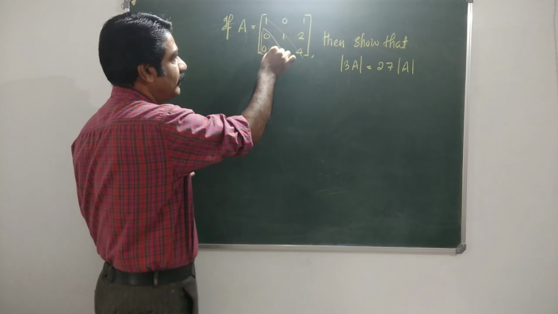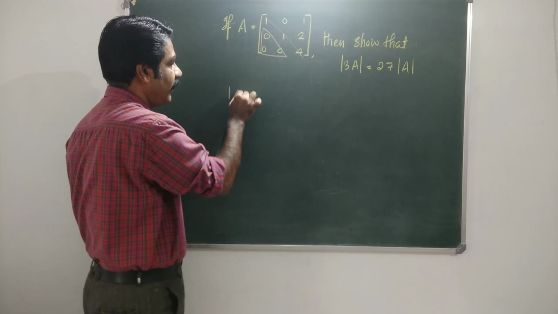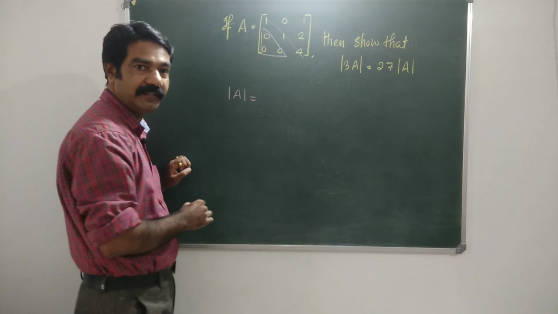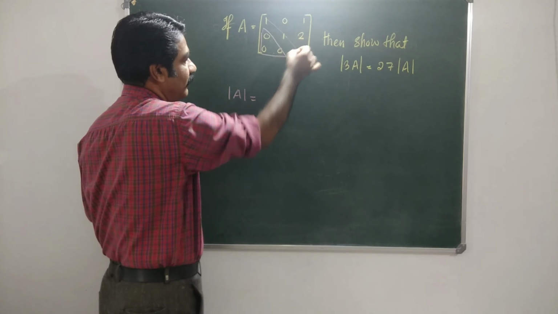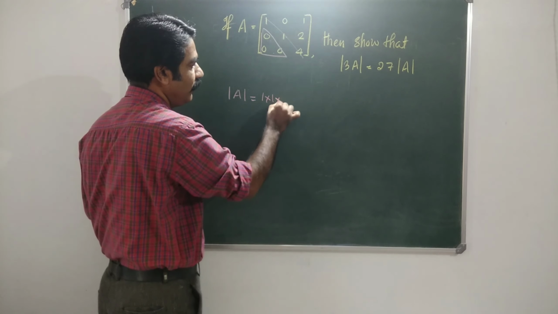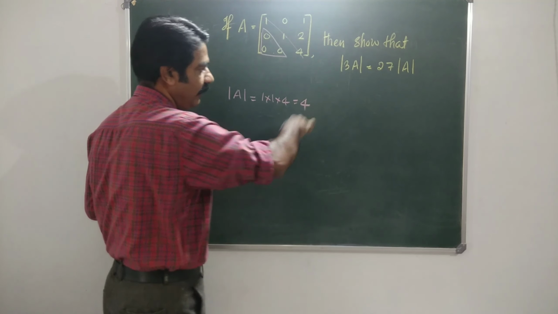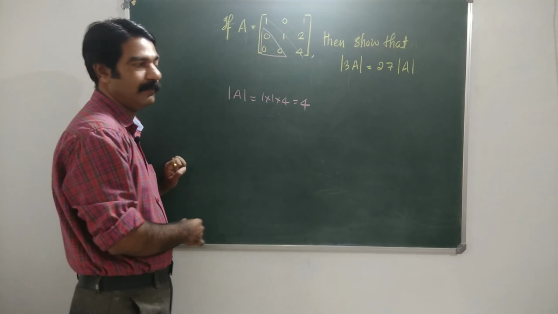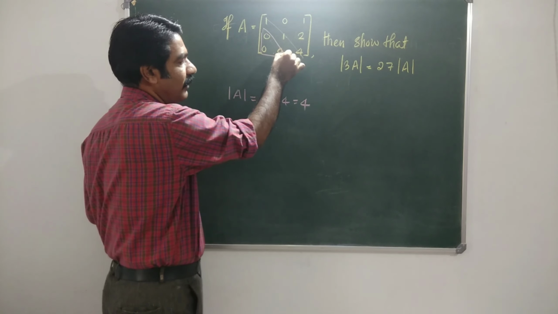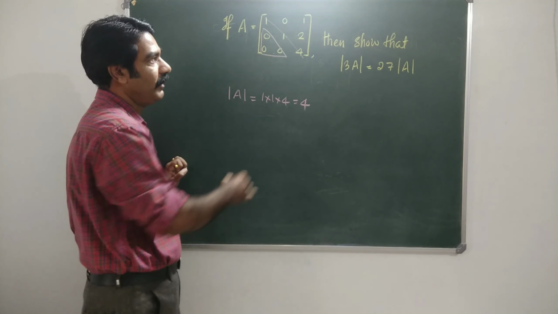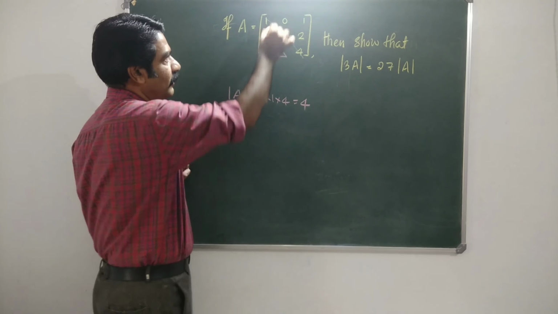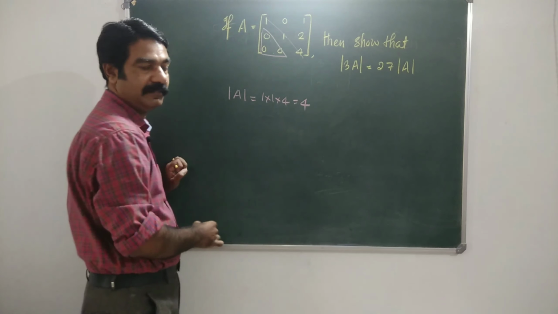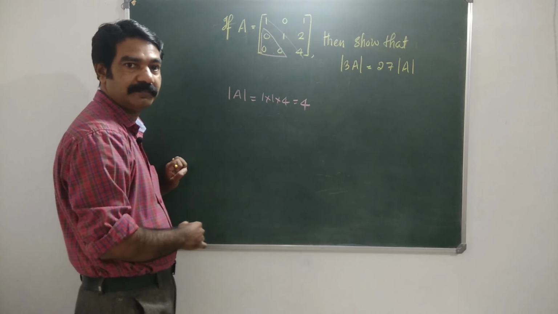If a matrix is upper triangular, finding the determinant is an easy way: just multiply the diagonal elements. 1 into 1 into 4, 4 is the value of the determinant. Remember that if a matrix is upper triangular, meaning these three elements are 0, then the value of the determinant is the product of the diagonal elements. We got 4.